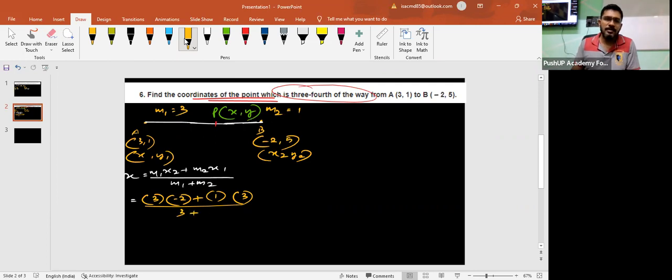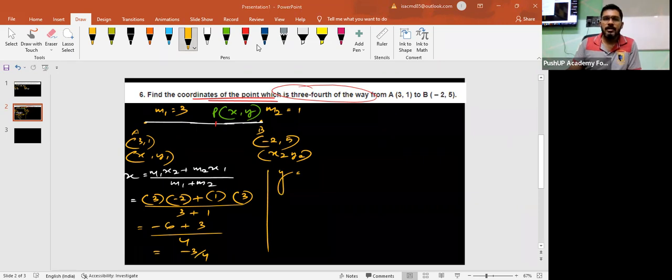So 3 plus 1. 3 into minus 2 is minus 6, plus 1 into 3 is 3, divided by 3 plus 1, which is 4. So minus 6 plus 3 is what? Minus 3 divided by 4. Minus 3 by 4. Very good, Joel. Pavesh got the answer. Let's find the y coordinate also.